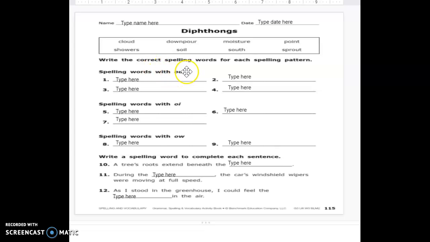Some of them have the O-U ow sound. Some of them have the O-I oi sound. And some of them have the O-W ow sound. When you're done sorting, go ahead and pick the correct word to complete each of these 3 sentences. Good luck!